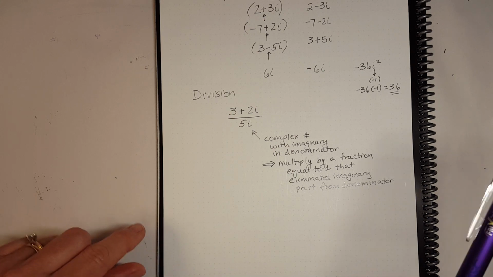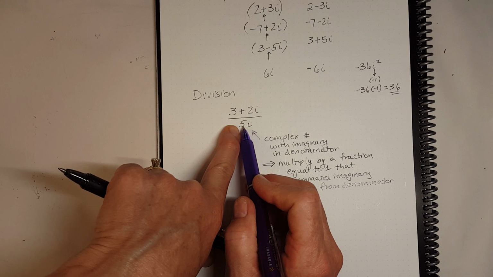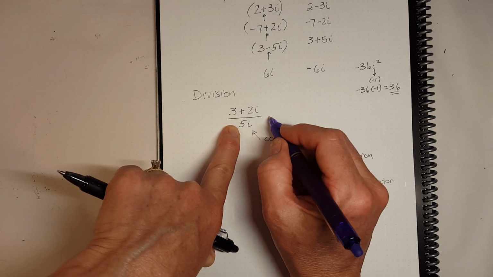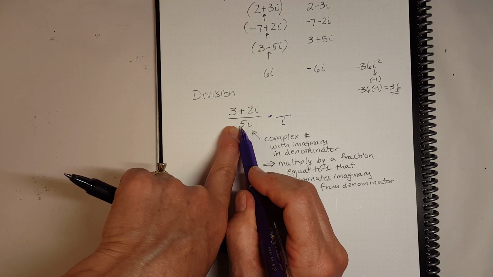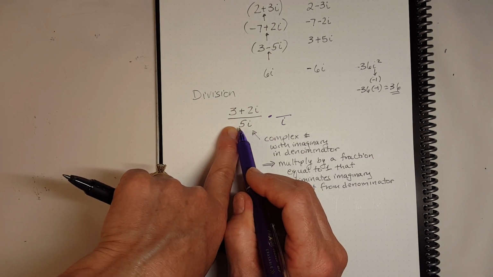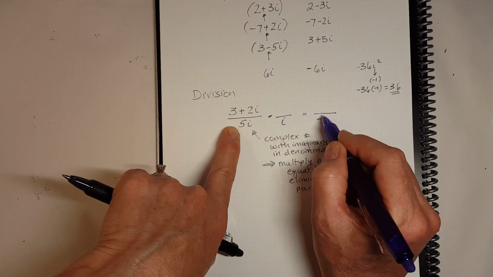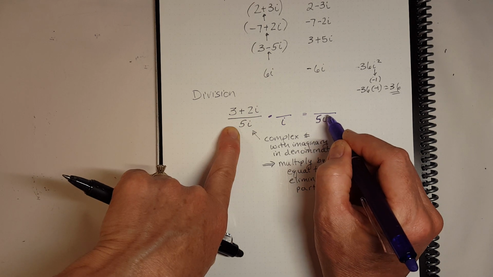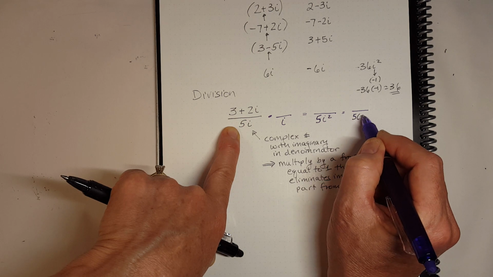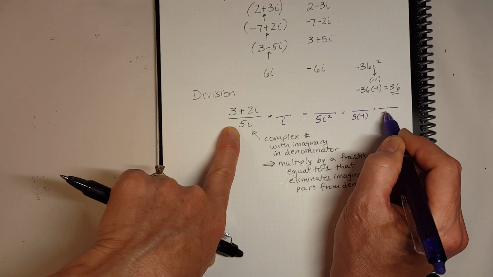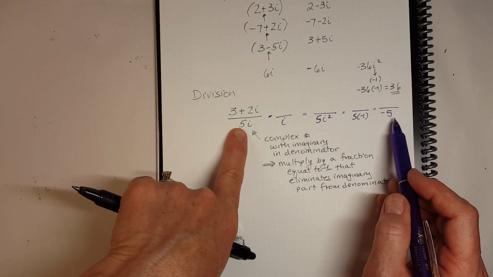And so in this case, I have 5i on the bottom. If I multiply the bottom of this fraction by just i, that makes the bottom 5i squared. And since i squared is negative 1, I would have 5i squared, and that's 5 times negative 1, which is negative 5 on the bottom. So I'm accomplishing my division by getting rid of the i on the bottom.